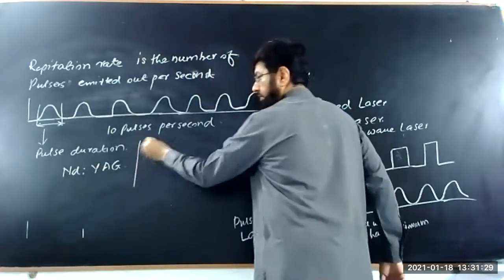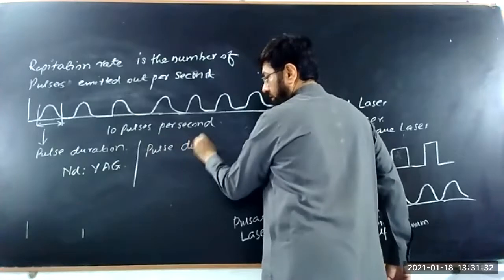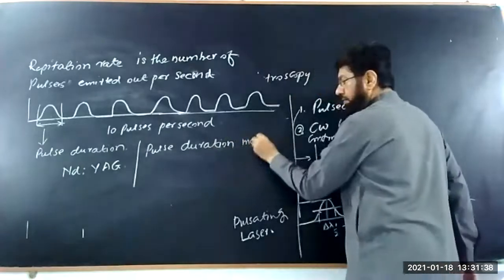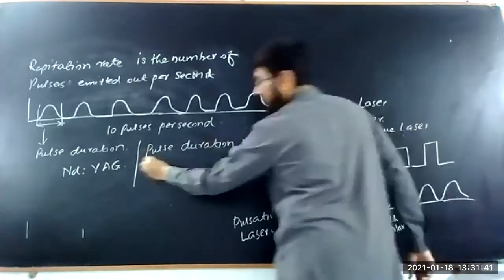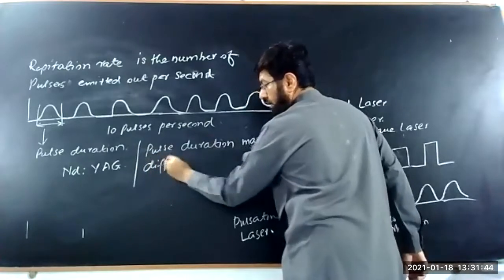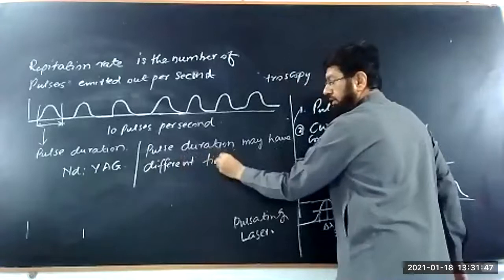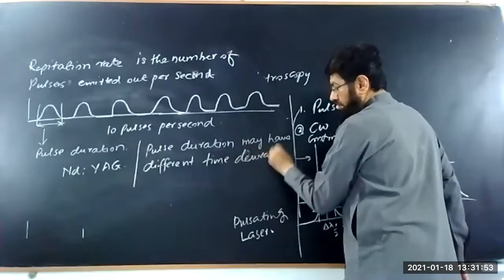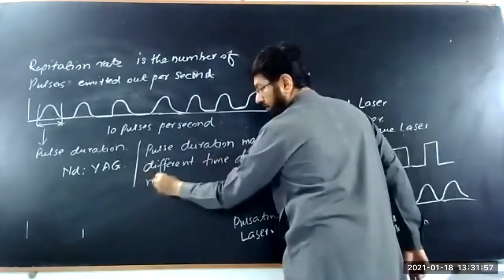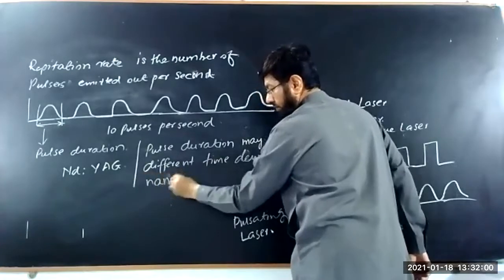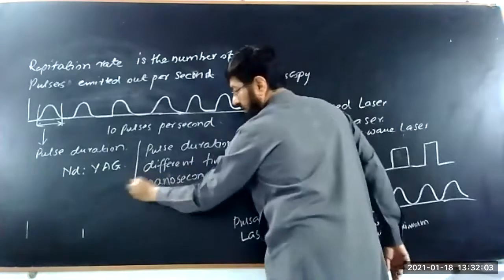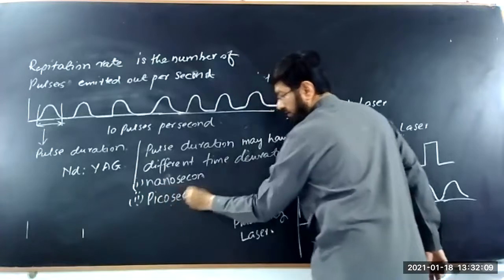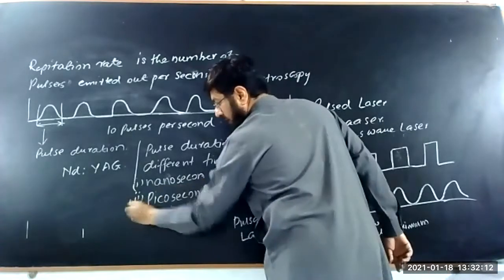Pulse duration may have different durations: nanosecond, picosecond. This pulse duration may be femtosecond.